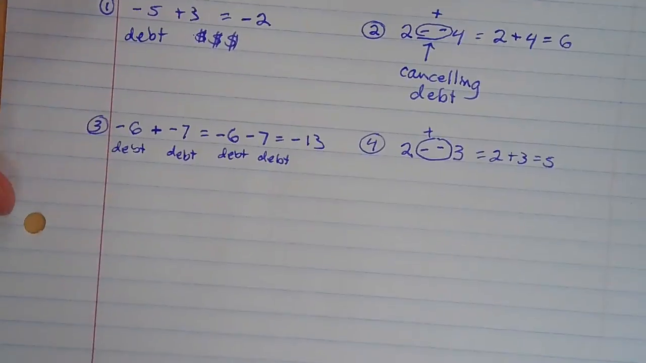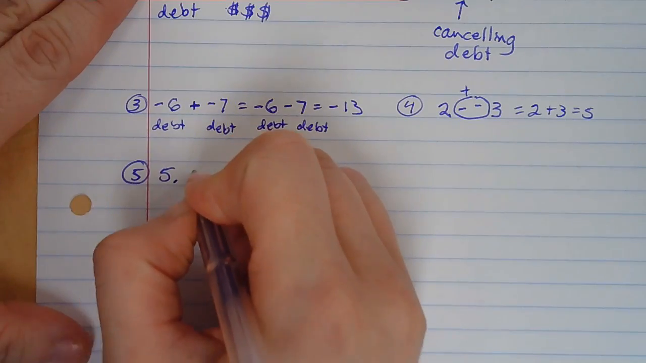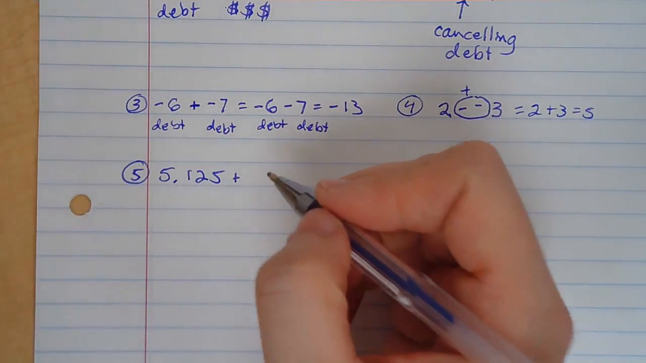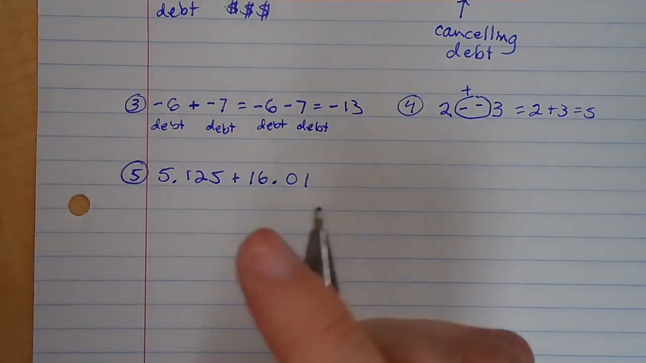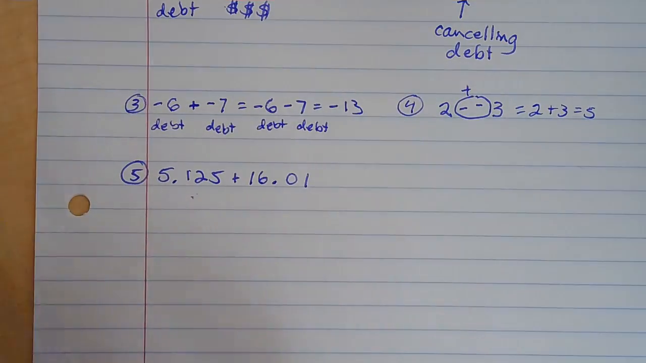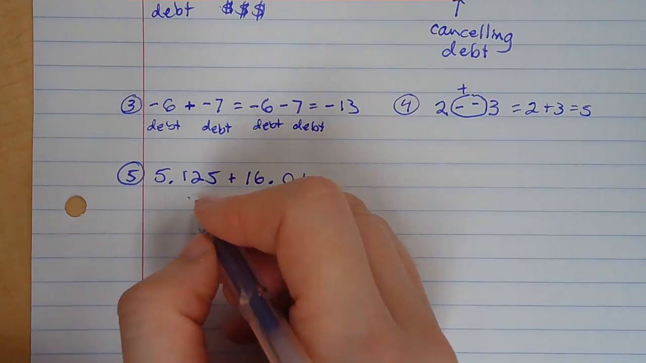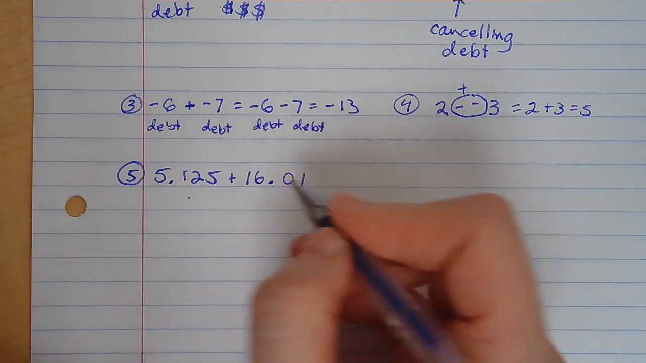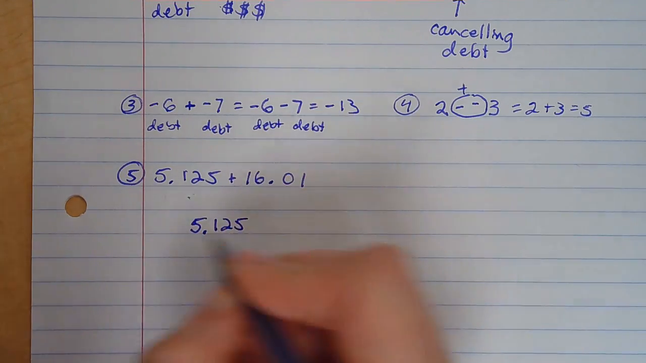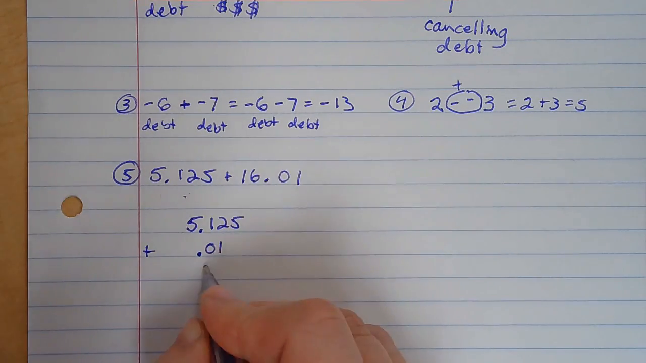Okay, let's try some with decimals first. One of the things you may or may not remember is if you have decimal places that don't match up, like this number has 3 behind the decimal point and this only has 2, you have to remember to line up the decimal points. It doesn't matter in this case which number you put on top, so I'm just going to leave it in order. So 5.125 plus, and now this decimal point has to be under the first one.